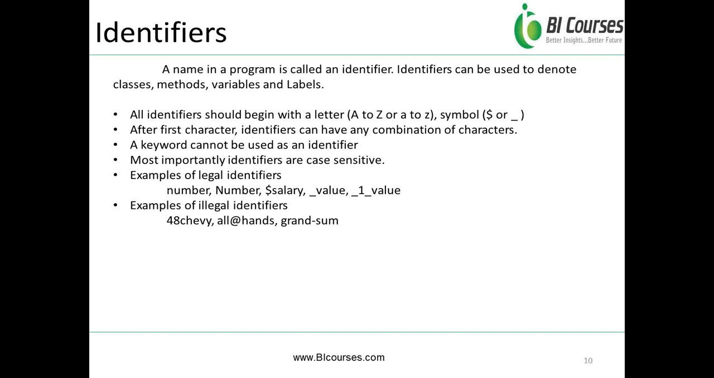All identifiers should begin with a letter, capital A to Z or small a to z, or symbols like dollar or underscore. After the first character, identifiers can have any combination of characters. A keyword cannot be used as an identifier. We will discuss all the keywords we have in Java in the next slide. And most importantly, identifiers are case sensitive.